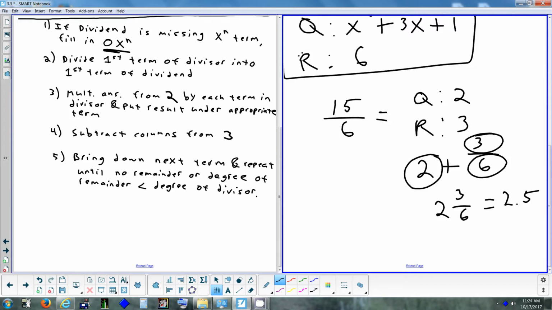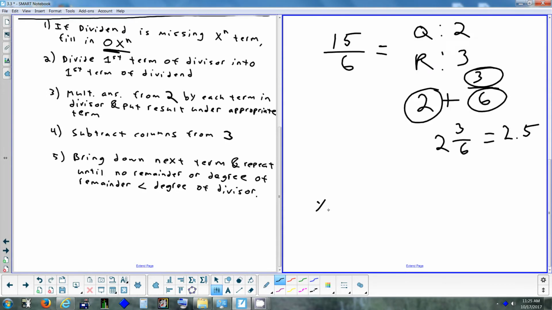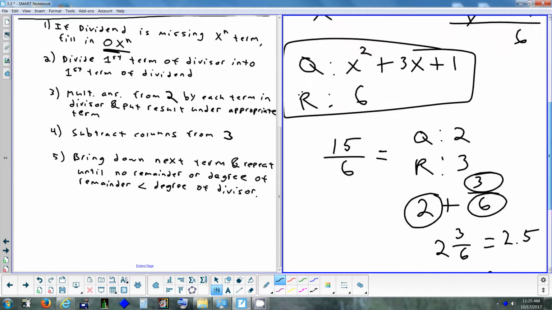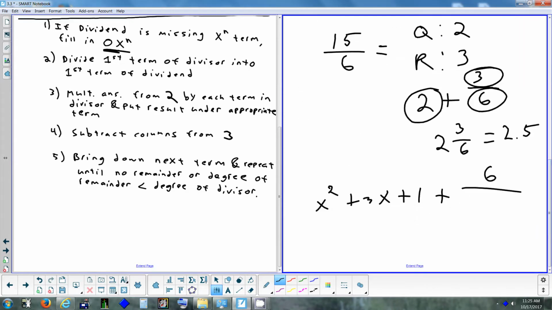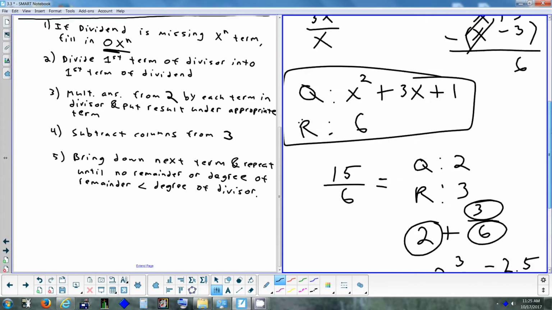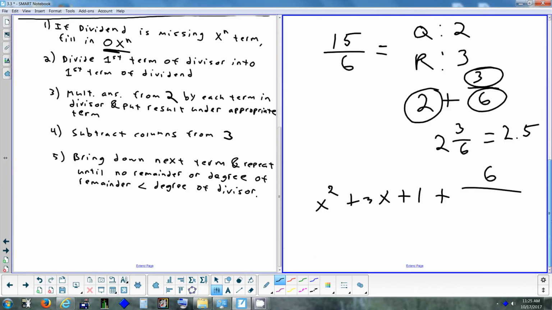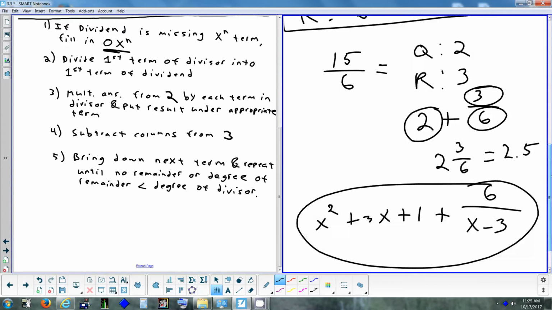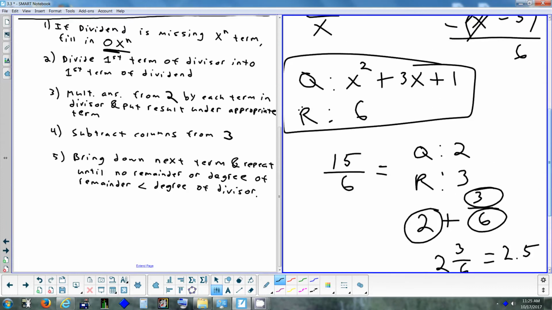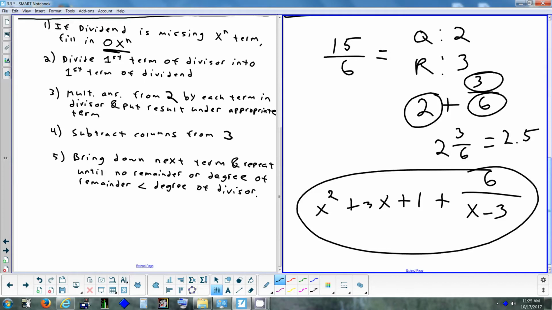You can do exactly the same thing with a polynomial. You can write your answer as quotient, x squared plus 3x plus 1, plus your remainder, which was, how much was the remainder? 6. I think it was positive 6, wasn't it? Oh, yeah, it was positive 6. So quotient plus remainder over my divisor, which was x minus 3. The way that I just circled and the way that I put a box around, it's the same thing. Quotient plus remainder over divisor.